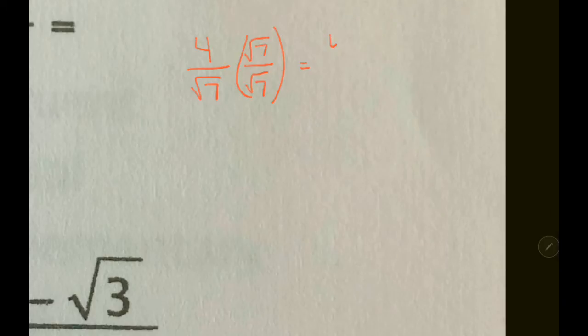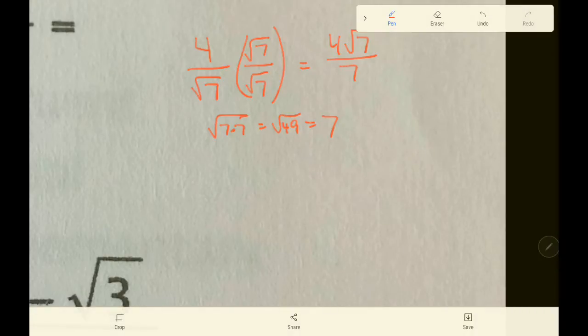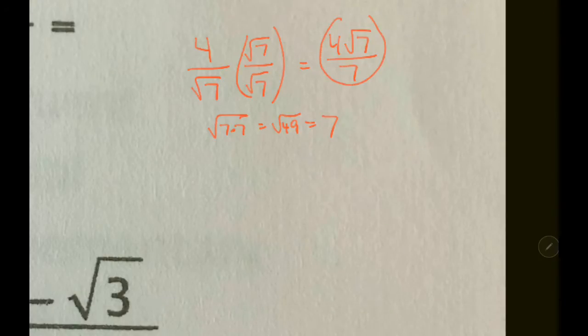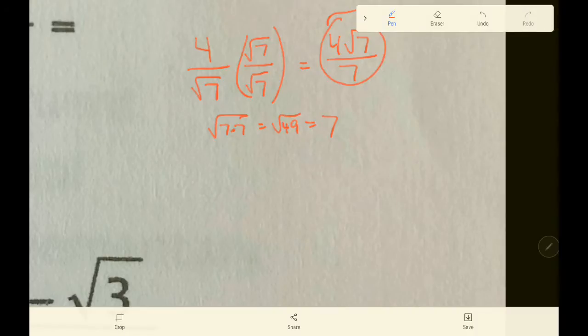The numerator is just 4 square root of 7. And the denominator, square root of 7 times square root of 7 is square root of 7 times 7, and that is square root of 49. And that just is 7. So the answer is 4 square root of 7 over 7. Okay? So that one's much easier.